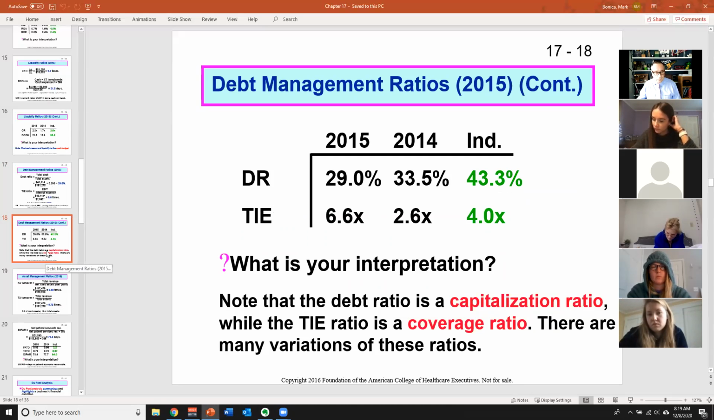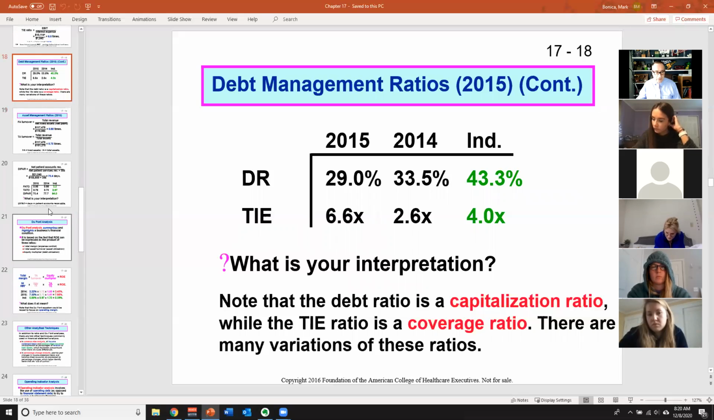Now, the point I've made in the past that I want you to hold in your head is it's kind of within a range, right? You want that lower debt ratio and that higher times interest earned. But if the industry average is 43% and you're 29%, what does that mean? Well, it's good in the sense that your organization is less sensitive to fluctuations in your earnings because you are mostly equity funded.